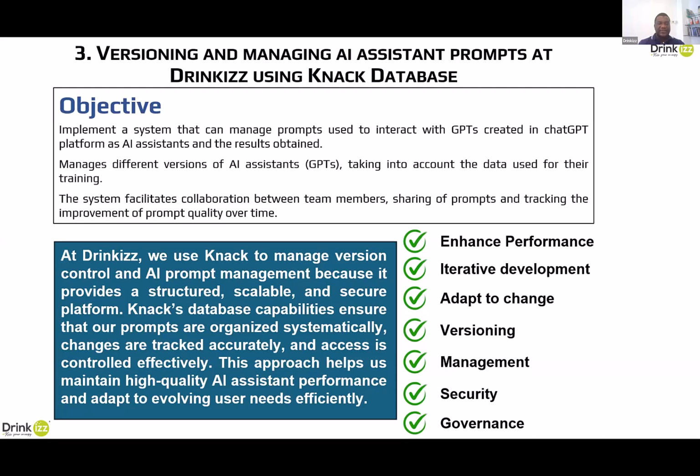Using Knack also helps us meet the important needs we just discussed previously. For example, it makes our AI assistant work better. It allows us to make improvements step by step. It lets us quickly adapt to new needs. It also keeps different versions organized.